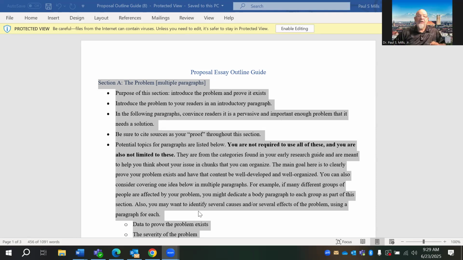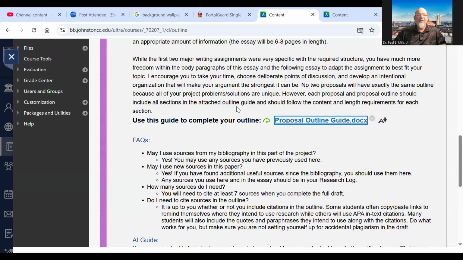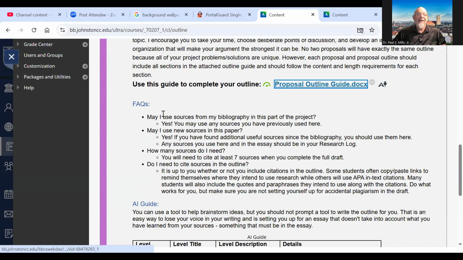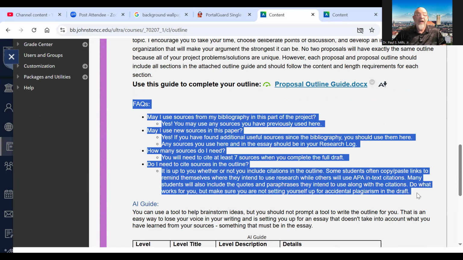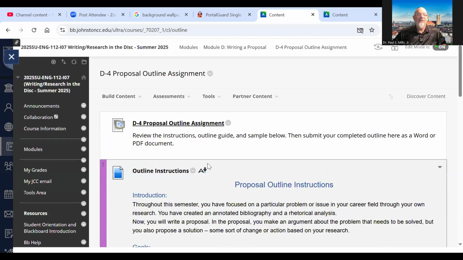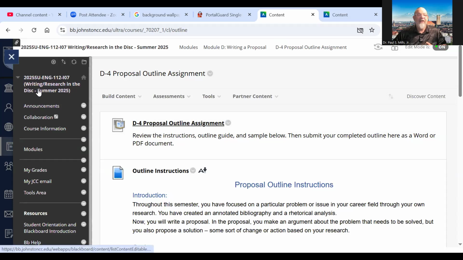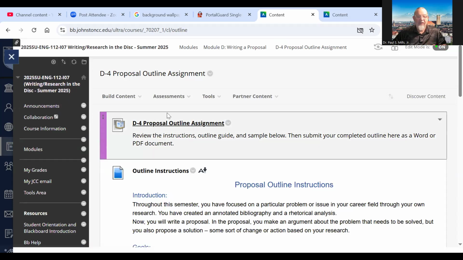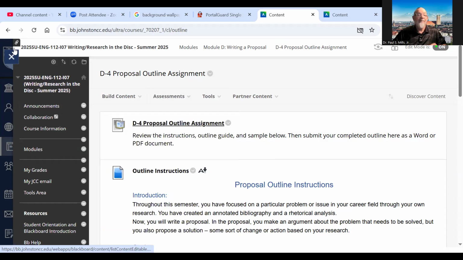All right, so let's go back to the Blackboard page. So that was the outline guide. Here are some FAQs, some frequently asked questions that you may have about the outline, and then take a look at the couple sample outlines here. So again, outline is just a plan for what you'll do. Later in the week for the D7 assignment, you will post your actual draft of sections A and B for other people to review. We'll look at that in a second. So let's go back. That was D number 4.